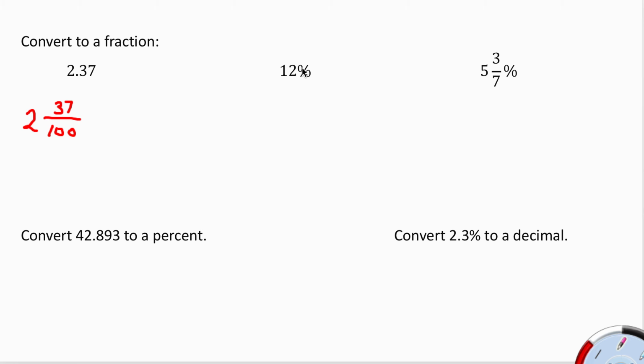Okay, 12% convert to a fraction. Oh, this is 12 per 100. Percent, per 100, interchangeable, right? But now I got to simplify that. These are both divisible by 4. 12 divided by 4 is 3. 100 divided by 4 is 25. Okay, same thing.